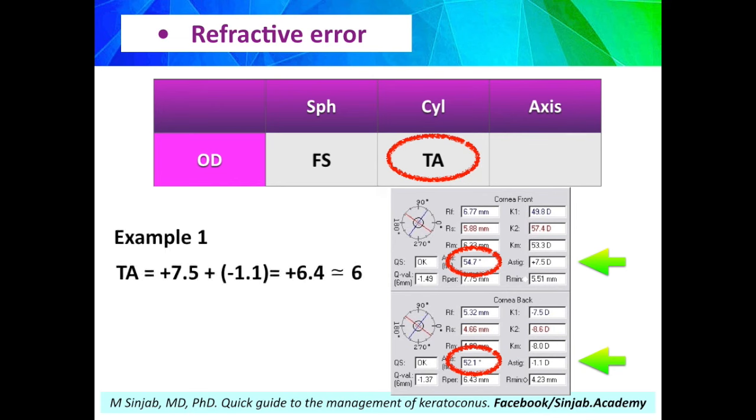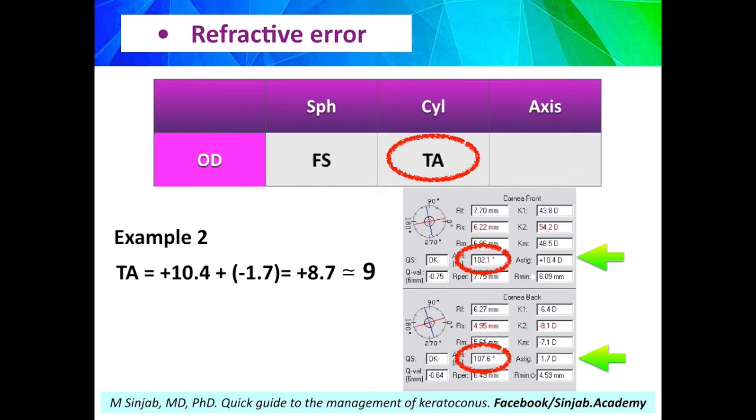Now, in this example, the topographic astigmatism is the algebraic sum of the anterior and posterior corneal surfaces, and it is plus 6.4, and approximately it is 6 diopters. After we calculate the algebraic sum, we take the absolute value and we keep it in the table as minus. So whatever it is, minus or plus, we take the absolute value after the algebraic sum and we keep it in minus in order to use it in the nomogram for calculations.